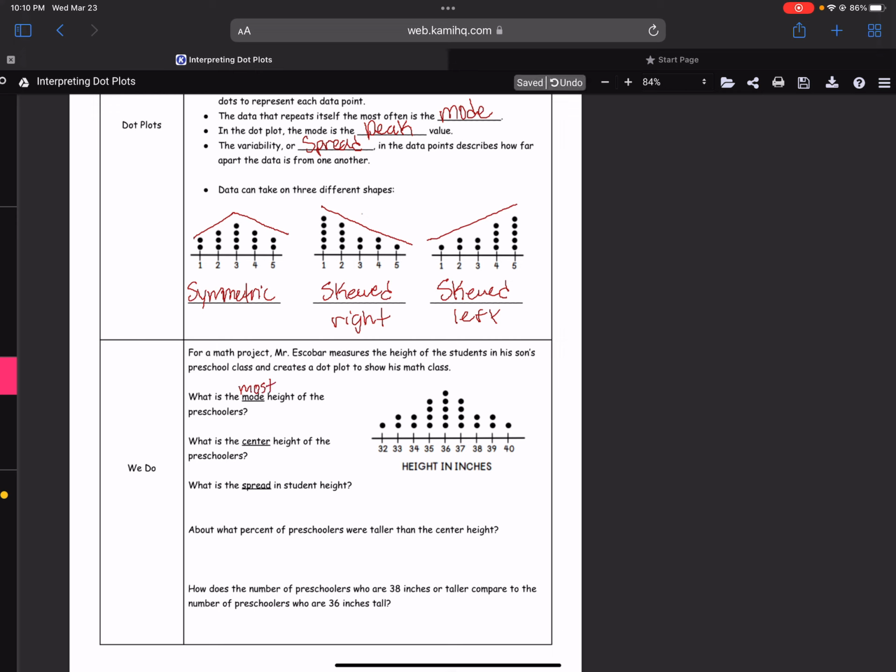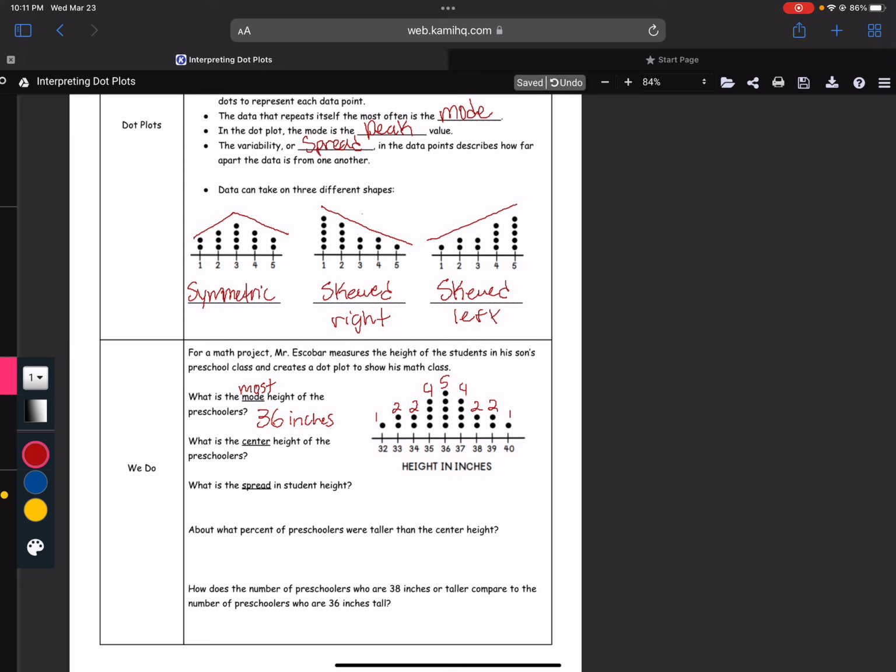So I'm going to go ahead and do similar to what we did for the bar graph. So we did 1, 2, 2, 4, 5, 4, 2, 2, and 1. Now that we've done that, we can identify which one has the most, which is 36 inches. So we have, what is the mode height of the preschoolers? It's 36 inches.